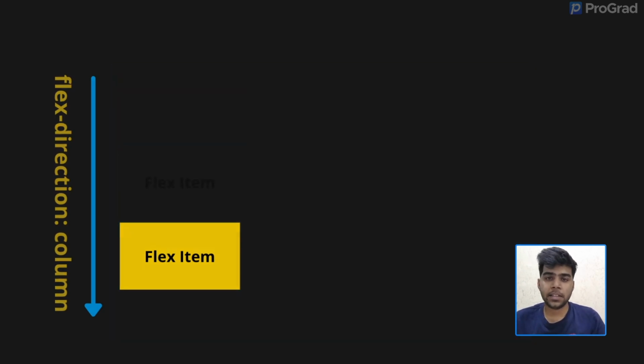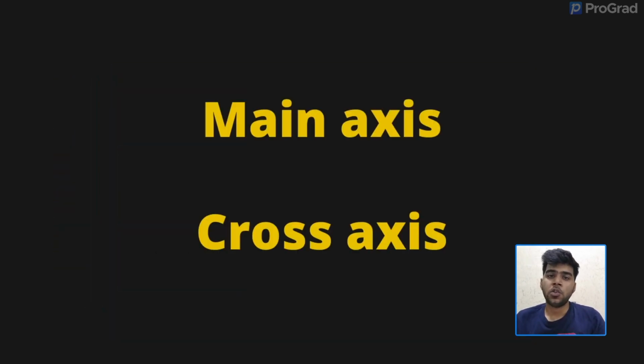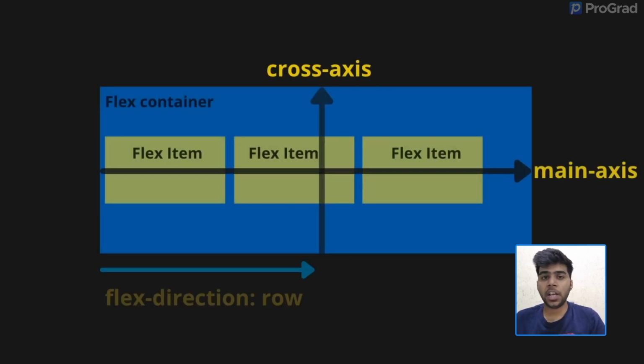This is the main axis and the cross axis. So when a flex container is created, it is provided with these two axes, the main axis and the cross axis. And the orientation of these axes depends upon the values given to the flex direction property. So if flex direction is set to row, the main axis is going to run horizontally and the cross axis is going to run vertically.